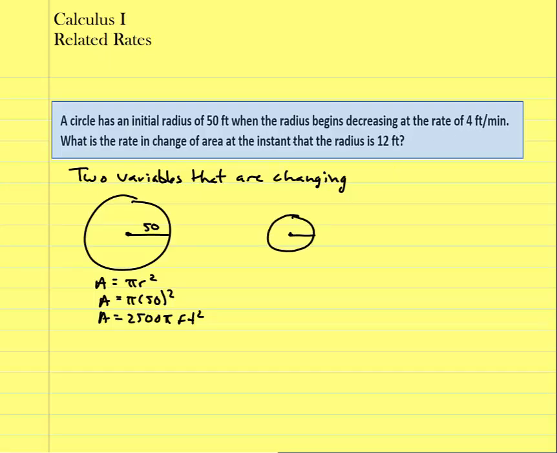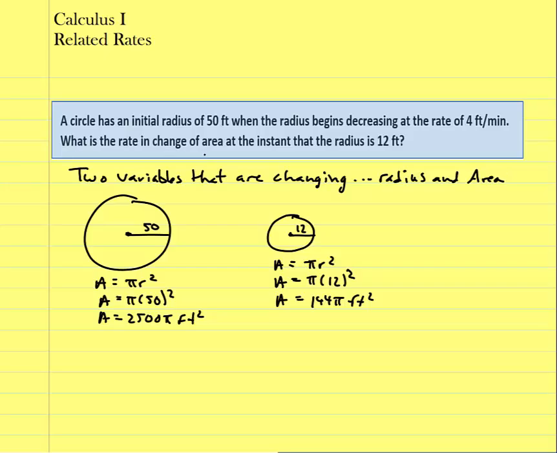And here the radius is 12 feet. So again, my formula: A equals pi r squared. A equals pi times 12 squared. 12 squared is 144, so A equals 144 pi feet squared. So we can see that the area is much smaller for the circle with a smaller radius. So we have two variables that are changing: the radius, and then because the radius is changing, so is the area.